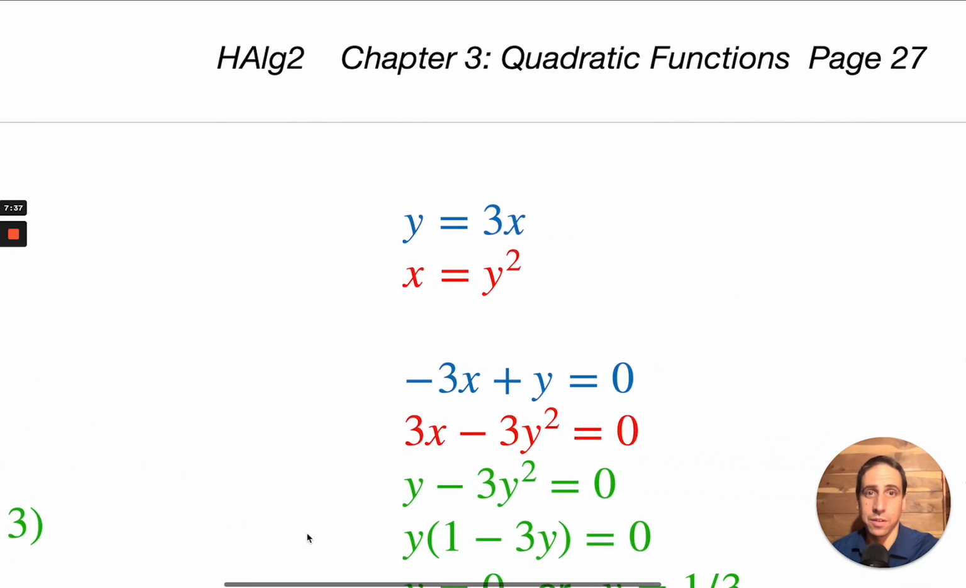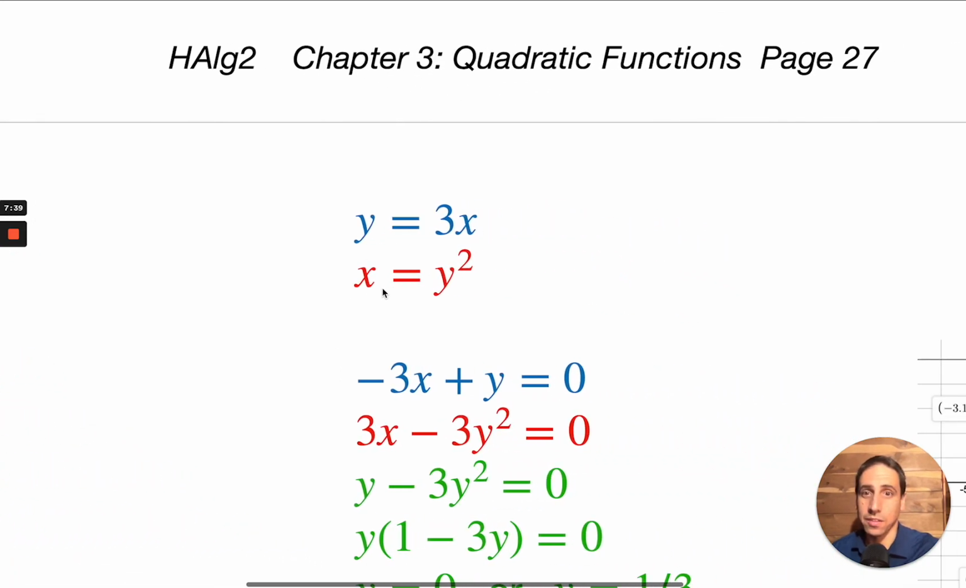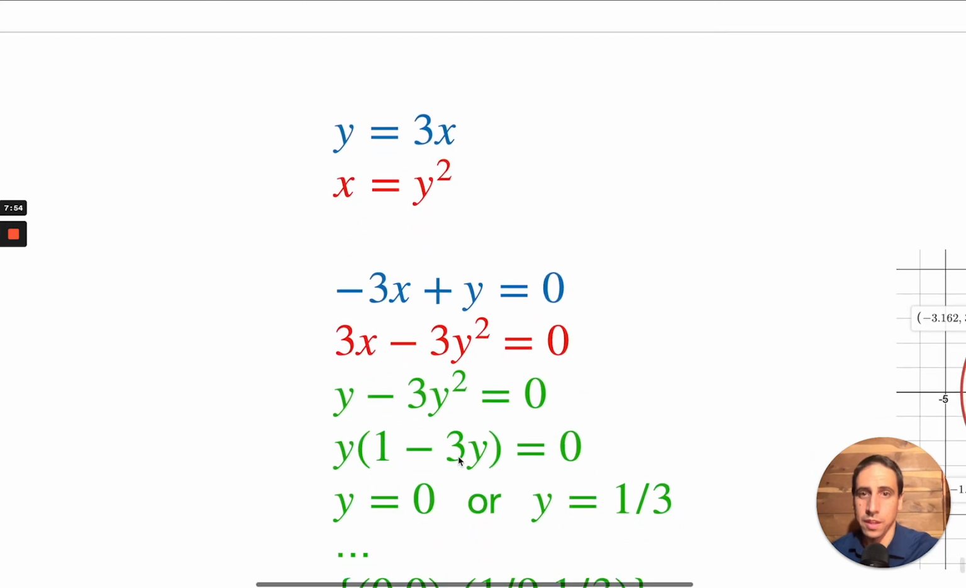Let's do another one. Y is equal to 3x and x is equal to y squared. Whew. All right, well, I think we can rearrange them both so that I'll set them equal to 0. And I'm going to multiply the bottom equation by 3 so that I get -3x and +3x.